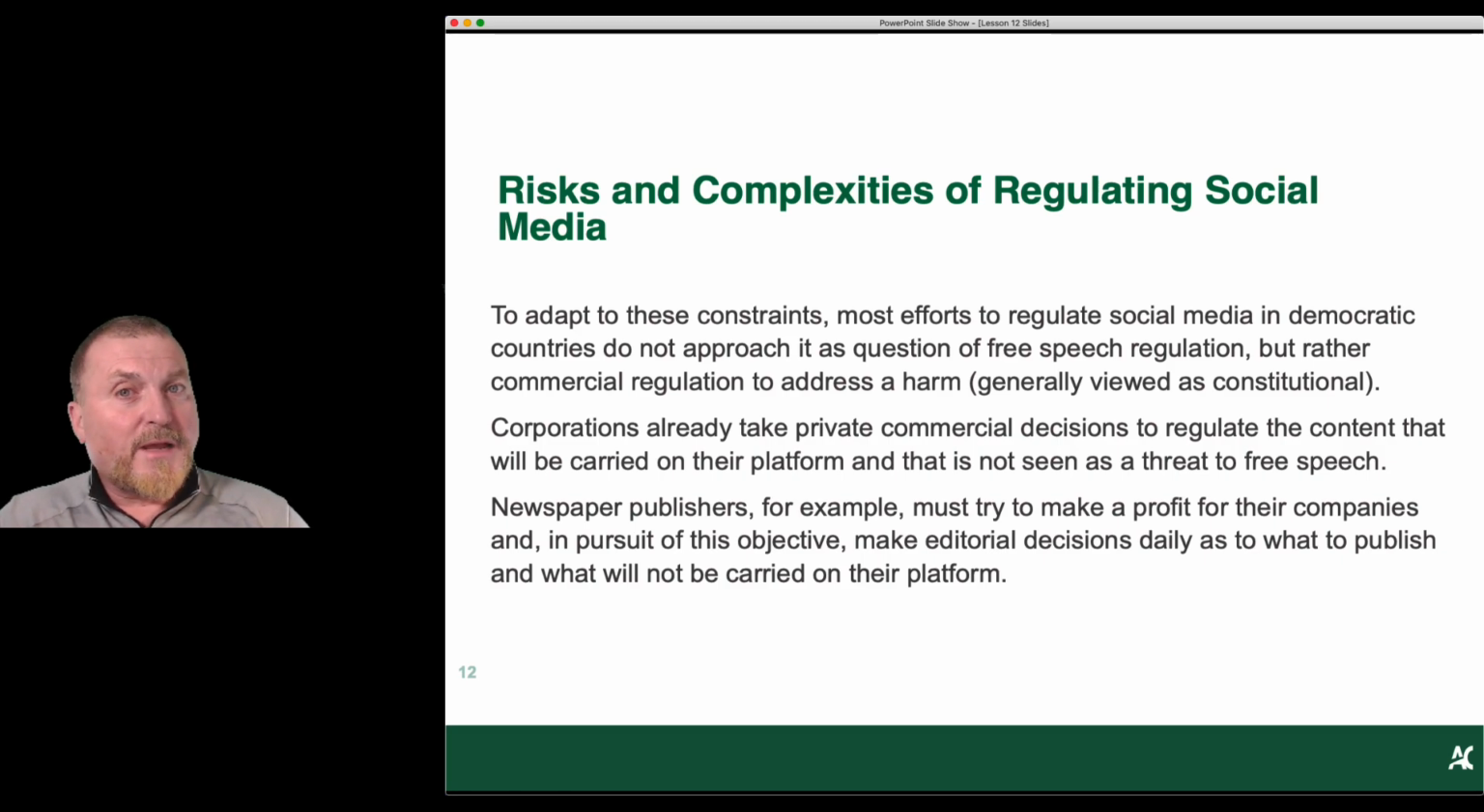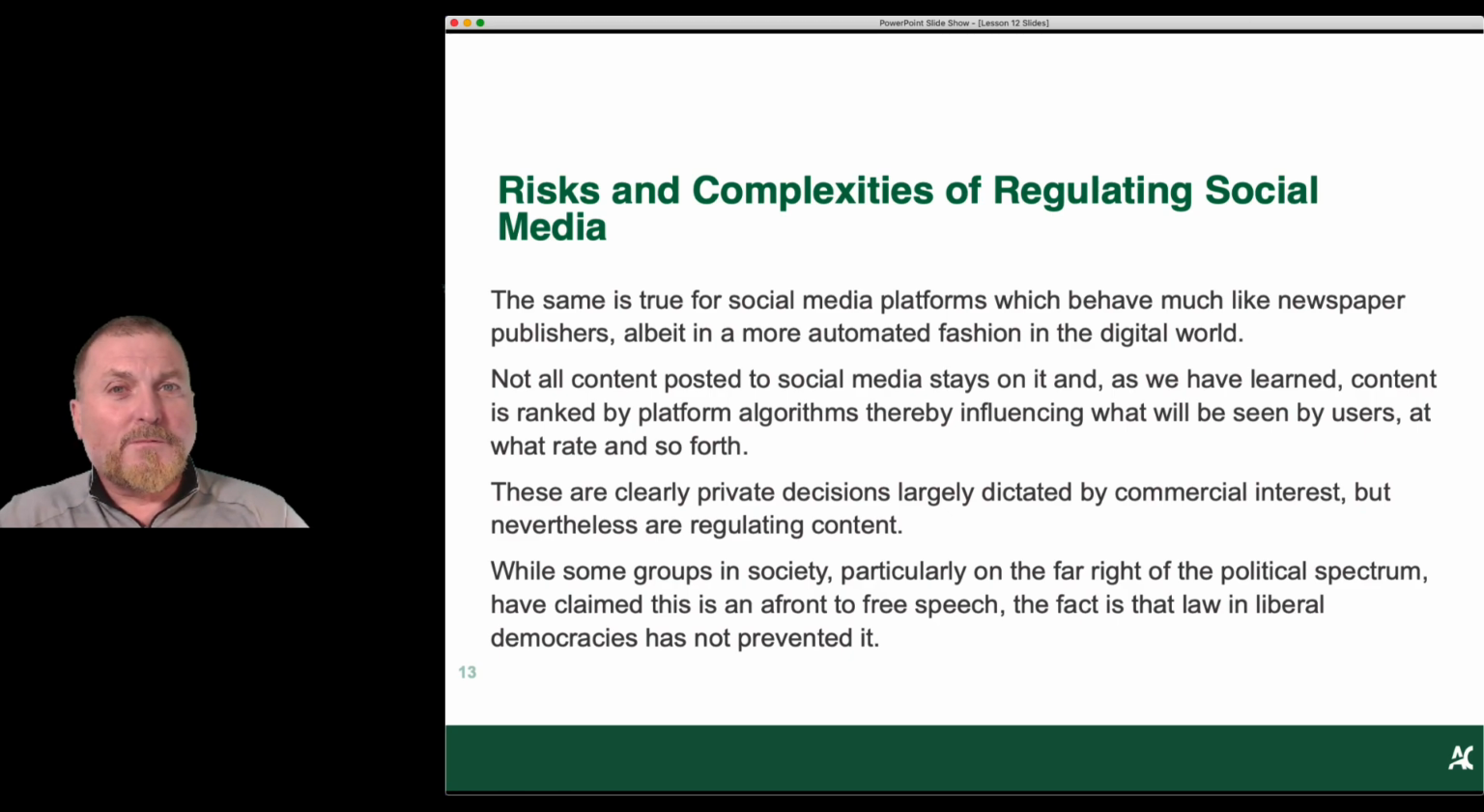Newspaper publishers must try to make a profit for their companies, and in pursuit of this objective, make editorial decisions daily as to what to publish and what will not be carried on their platform. Just like they don't publish blatant conspiracy theories in legitimate traditional newspapers like the Globe and Mail or the Toronto Star. Why should social media be so blatant about publishing these things? So it's not like there are no parallels where we never argued about free speech in the past when we had traditional media and television and so on. We might have argued that we weren't getting an adequate enough voice, but there were other ways to get voices. Social media has made it easier to get those voices, but it's also made it easier to abuse the rights of free speech. All right? So most democratic countries approach regulation of social media as commercial activity rather than regulating free speech itself. Okay?